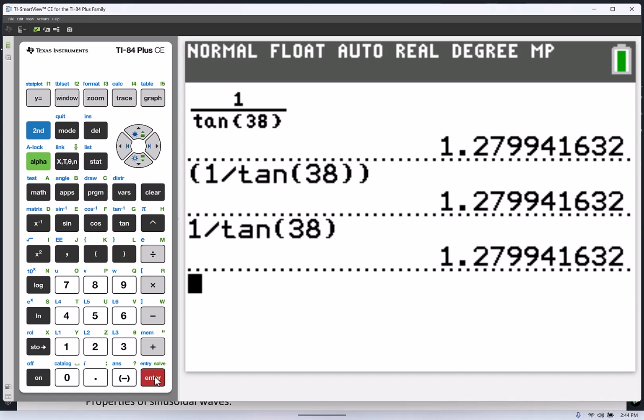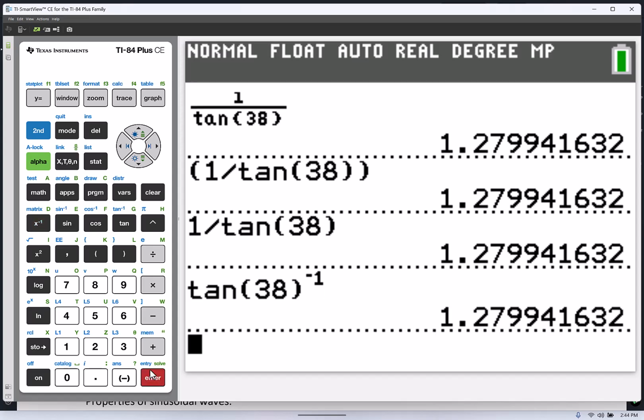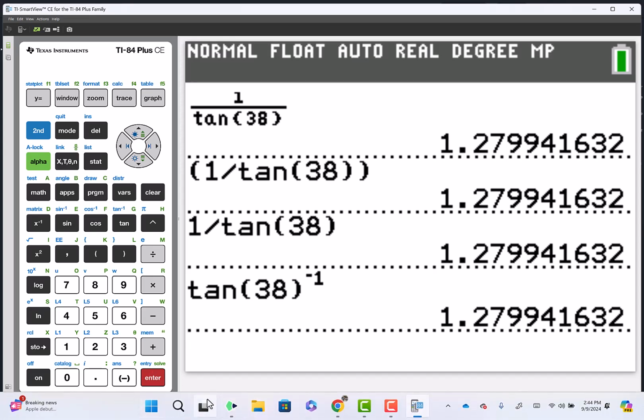All right. One more way to do it. Another way to do it, guys. Remember that cotangent is a reciprocal of tangent, right? You can just do this. Tan 38, close the parenthesis, and then push the reciprocal button. That's that x to the negative 1. And then check it out. Boop. Same thing. So you'll get the same answer no matter how you do it. Cool, right? So 1.2799. So that's what I'm going to write.